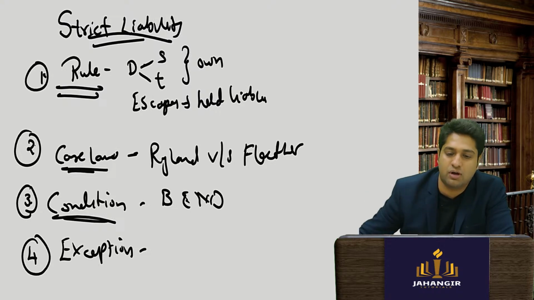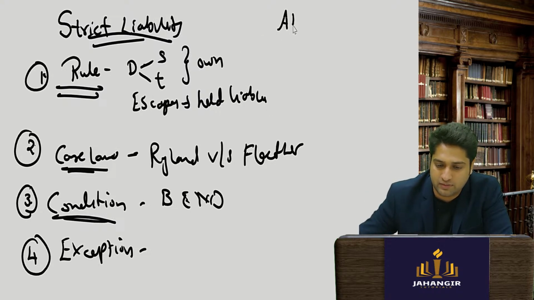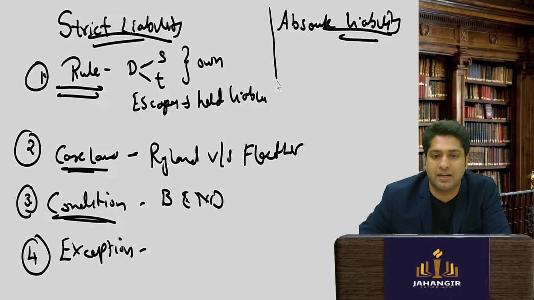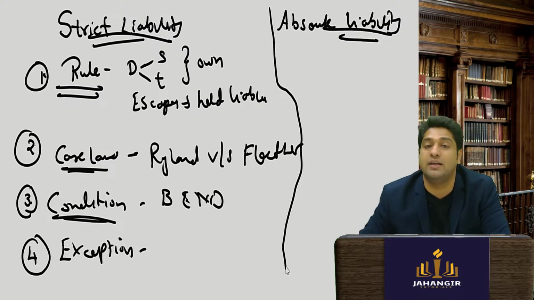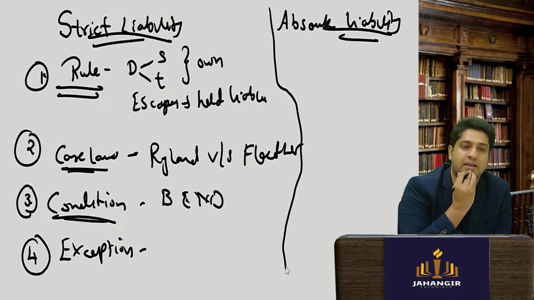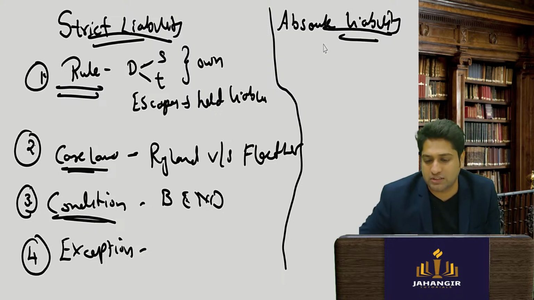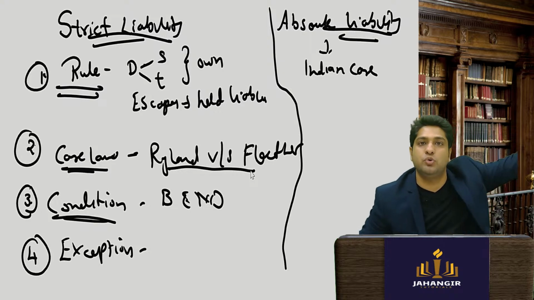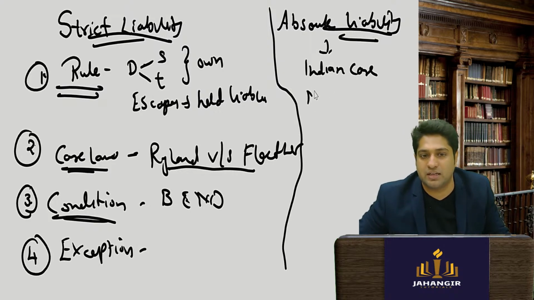Now, I'm done with strict liability. Now I'm teaching you absolute liability. Absolute liability was an Indian case. And that case was like how you have Rylands versus Fletcher, which was a UK case. This is an Indian case. From the name only you can make up. Mahesh Chandra Mehta versus Union of India.